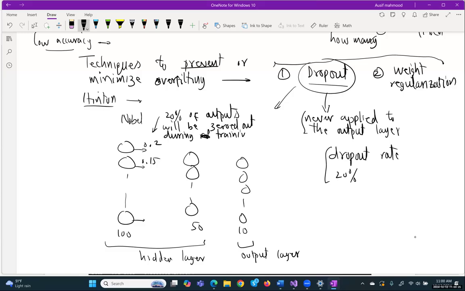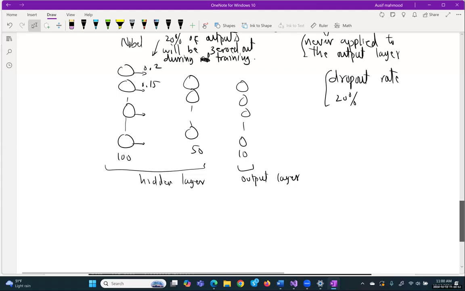Same way, 20% of 100 is 20, right? So we'll pick 20 neurons over here, randomly select them and zero them out. Part of our learning is also becoming better in programming. So how will we code the dropout?